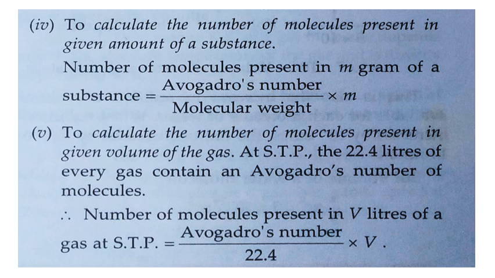And to find the number of molecules present in a given volume of a gas at S.T.P., 22.4 liters of every gas contains Avogadro's number of molecules. Therefore, the number of molecules present in V liters of gas at standard temperature and pressure will be Avogadro's number divided by 22.4 into V.